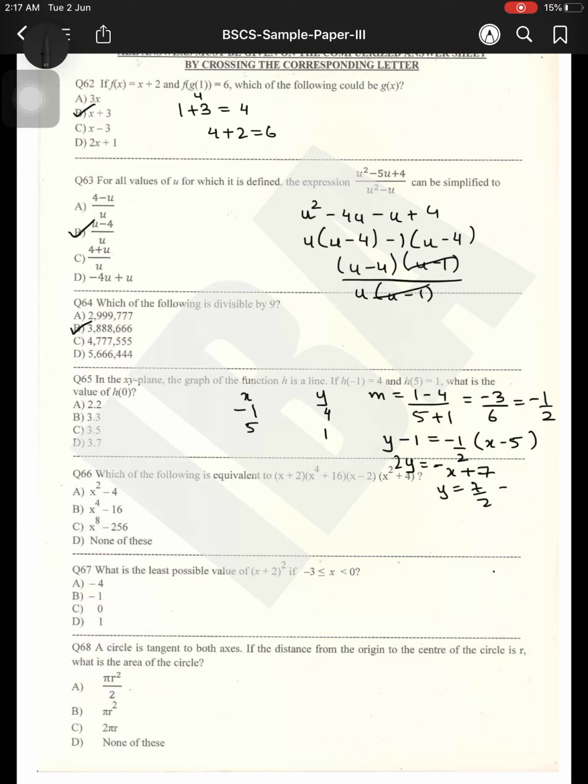This is 2y. So at x 0, if you substitute, you're left with 7 upon 2, which is 3.5. So it's gonna be C. This next question, I don't even have to solve for it because I can clearly see that x multiplied by x to the power 4 multiplied by 2 multiplied by x multiplied by x to the power x square gives us x to the power 8. So it's gonna be C.